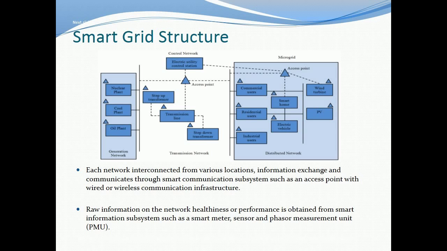Next slide is Smart Grid Structure. A typical smart grid structure is illustrated in the figure above. It contains 4 subsections, which are generation, transmission, distribution and control network. Each network is interconnected from various locations, and information is exchanged and communicated through smart communications systems such as an access point with wired or wireless communication infrastructure. Raw information on the network health or performance is obtained from smart information systems such as a smart meter, sensor and phasor measurement unit (PMU). Real-time network monitoring, management and control are performed at the control network, such as the Electric Utility Control Center.